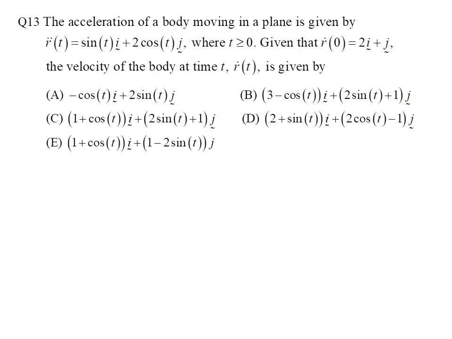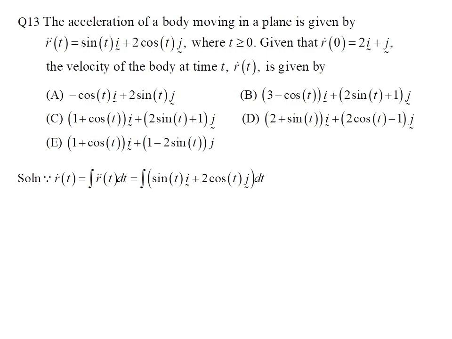In question 13, the acceleration of a body moving in a plane is given by the second derivative of the position vector, which equals sine t i plus 2 cosine t j, where t is greater than or equal to 0. The question is to find the velocity of the body at time t given that the initial value of the derivative of the position vector equals 2i plus j.